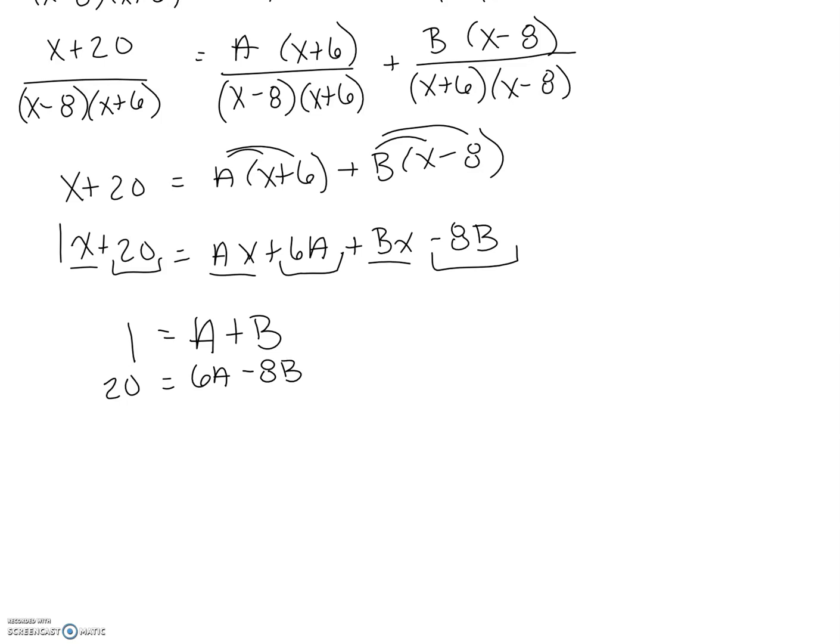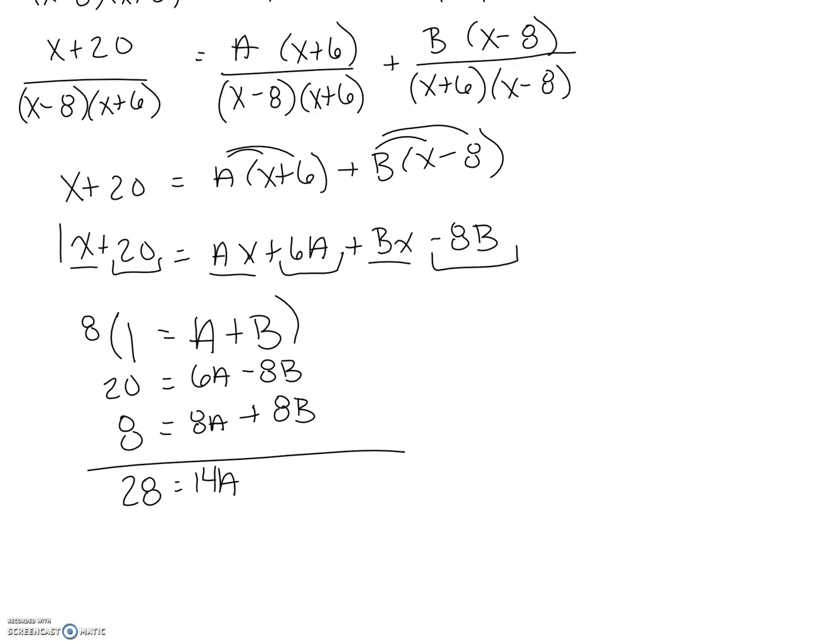Here, neither of my variables are going to go away as they are right now. So I'm going to multiply this top equation by positive 8. When I do that, 8 times 1 is 8. 8 times a is 8a. And 8 times b is positive 8b. 20 and 8 combined give me 28. 6a and 8a make 14a. And negative 8b and positive 8b go away, and I wanted that to happen.